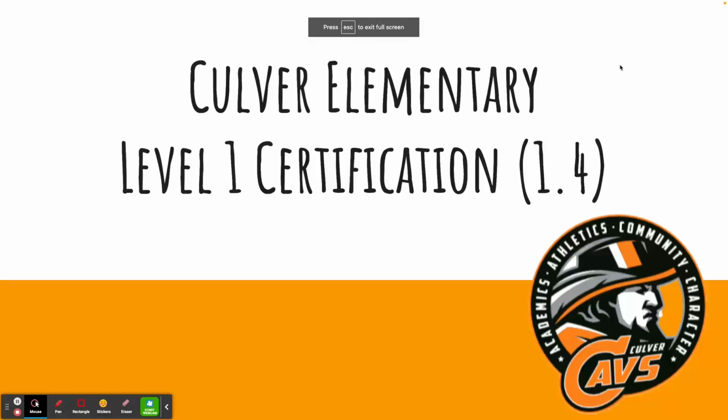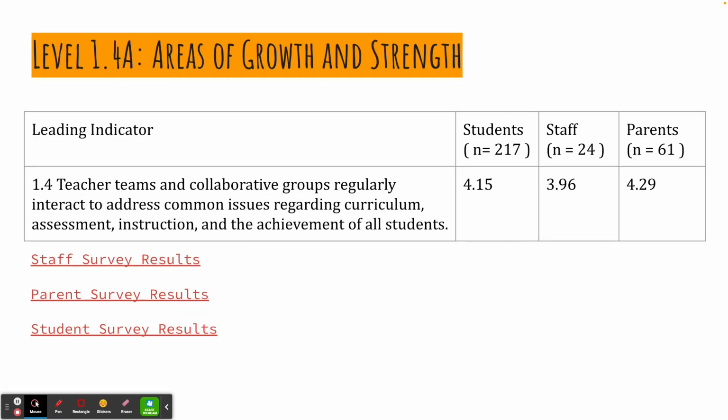This is Culver Elementary Level 1 Certification Indicator 1.4. Indicator 1.4: teacher teams and collaborative groups regularly interact to address common issues regarding curriculum, assessment, instruction, and the achievement of all students. 217 students responded to this indicator with a mean of 4.15.